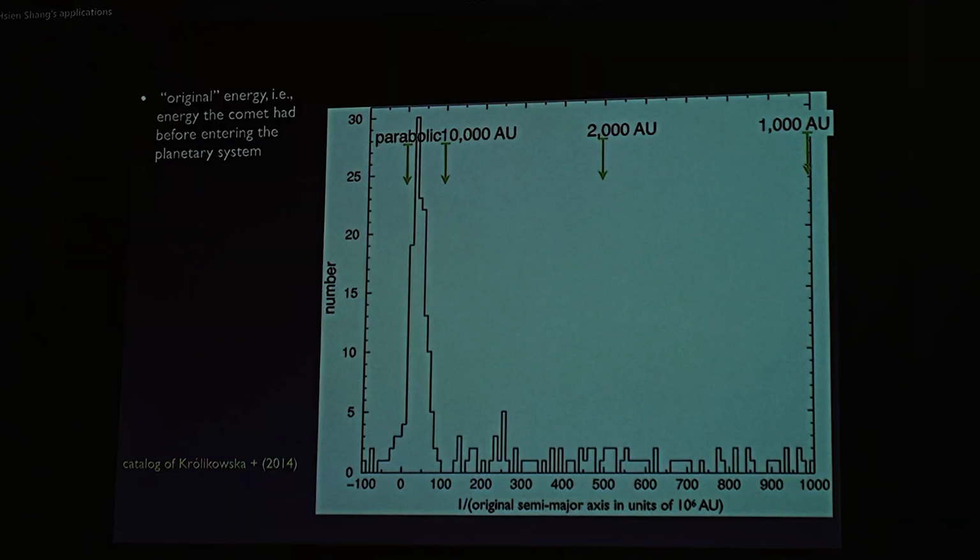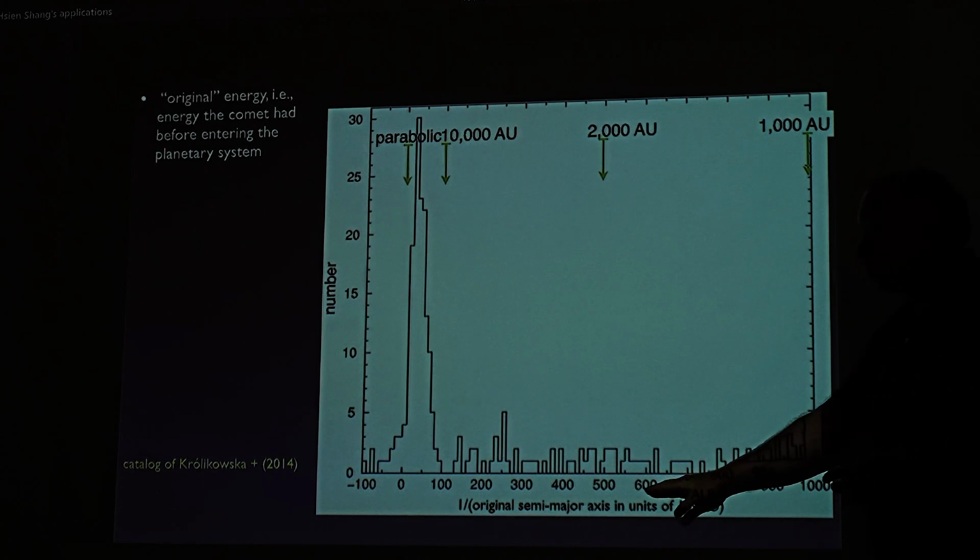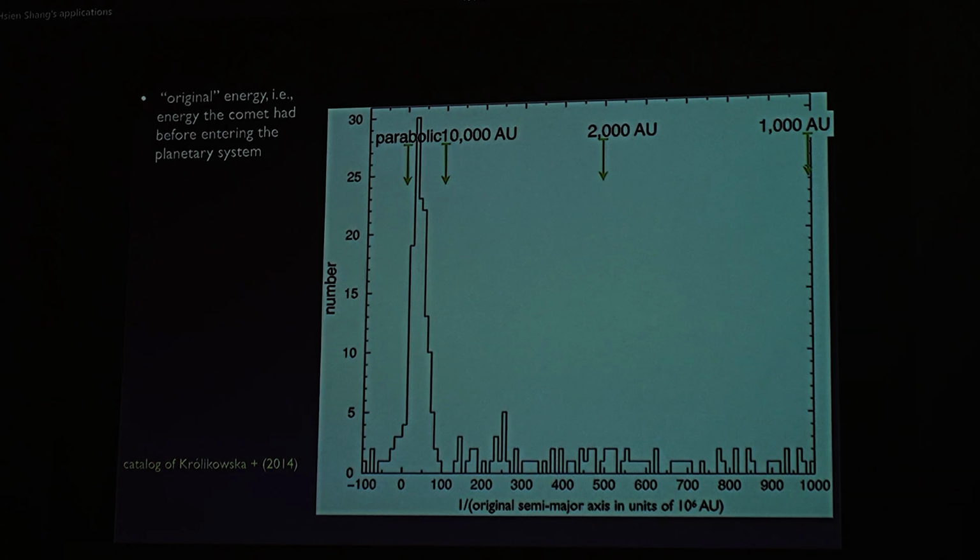Okay, so once you do that, this is a plot of what you get. This is the original energy, that is 1 over the original semi-major axis, the energy that the comets had before they entered the planetary system.